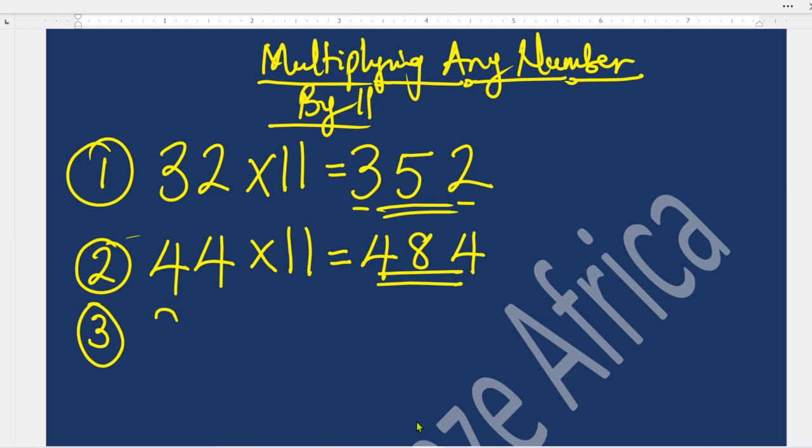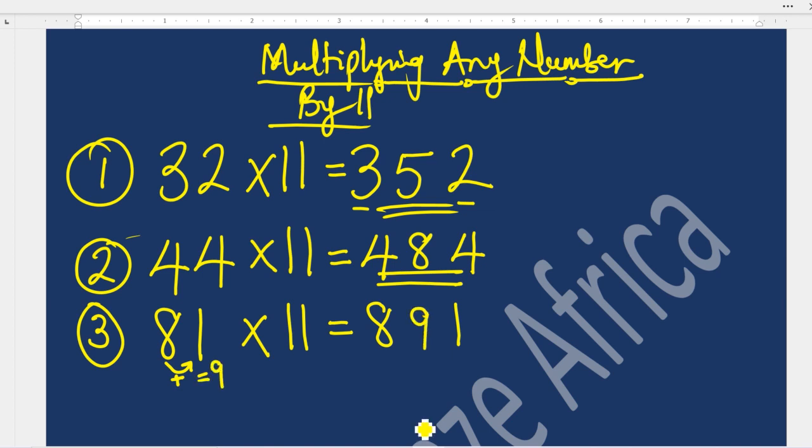Now let's look at another one. 81 times 11. Write down the first digit and the last digit. Then add 8 and 1 together. 8 plus 1 is equal to 9. Write 9 at the middle. That is our answer. 81 times 11 is equal to 891.